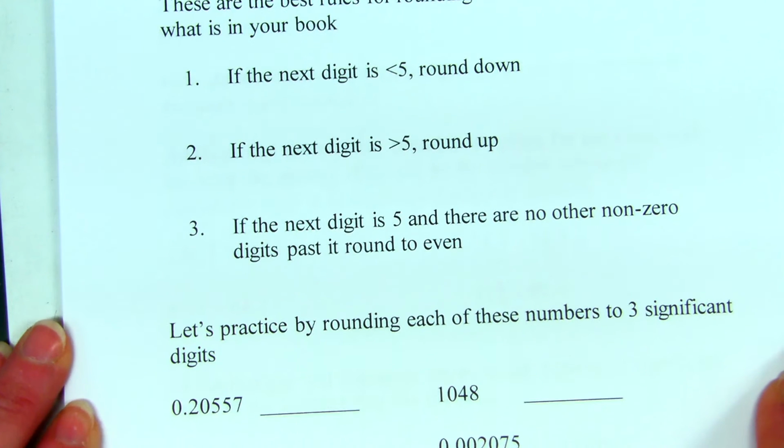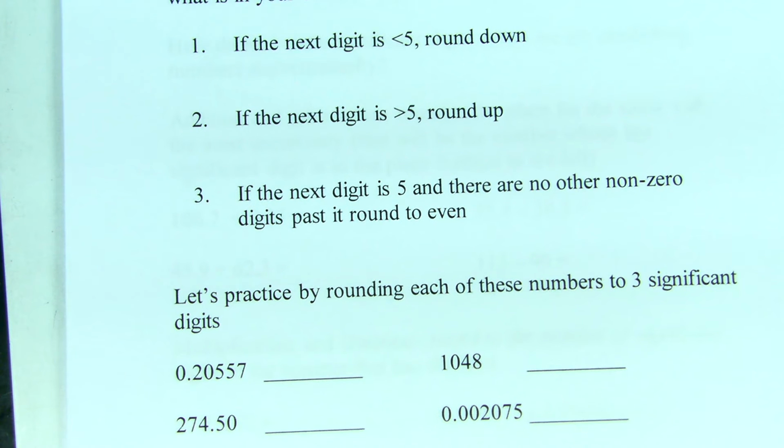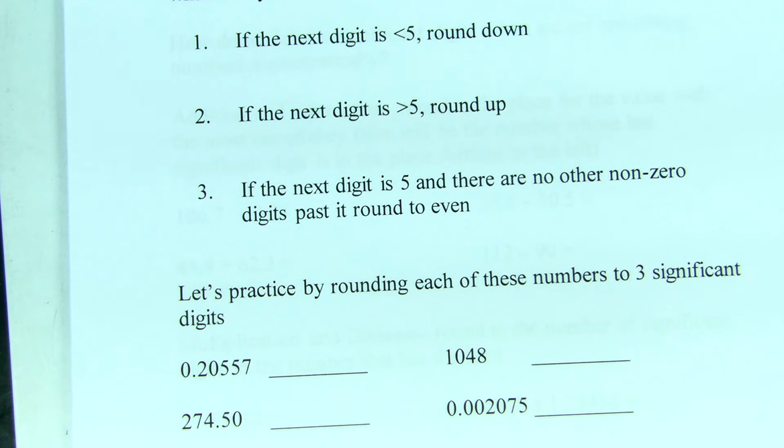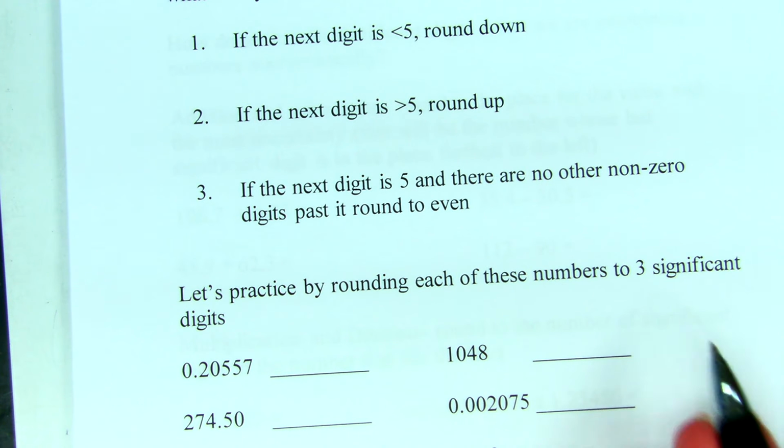If the next digit is less than 5, we round down. If the next digit is greater than 5, round up. But if the next digit is equal to 5, exactly 5, and there are no other non-zero digits past it, we round to even. So, when you look at this, it means that if the number we're going to round is an even number, we leave it, and if it's an odd number, we round up. So, let's look at this one. We're going to round these all to 3 significant figures.